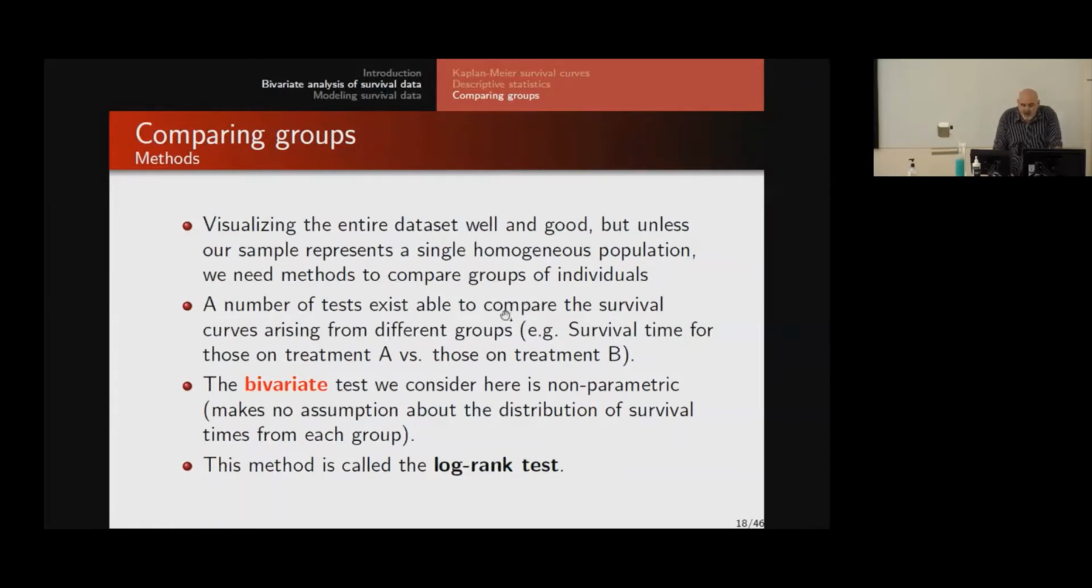So there are a number of tests that exist able to compare survival curves from different groups. As I said, survival time for those on treatment A versus those on treatment B. The bivariate test we're going to consider, and it's probably the most common classical bivariate test used, is a non-parametric test, and it's called the log rank test.